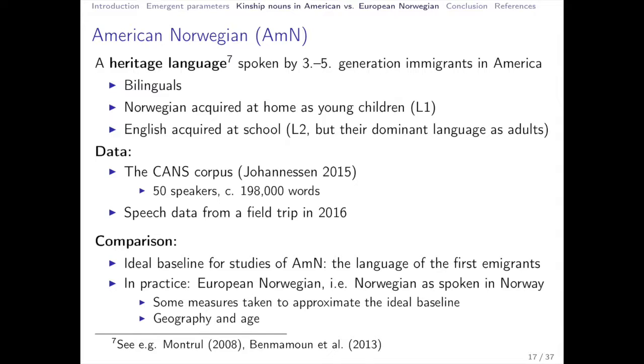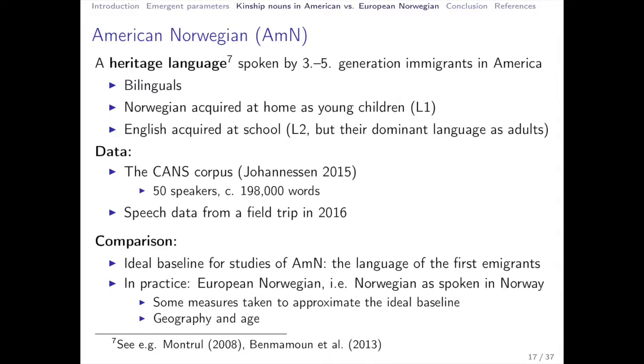The data that I'm going to present, or the data that I'm basing this on, are taken from a book called CANS, and there's also some more speech data that haven't been transcribed yet. Now, to understand diachronic development in American Norwegian, ideally we would want to compare it to the language of the first immigrants, the first people who left. That was in the 19th century.